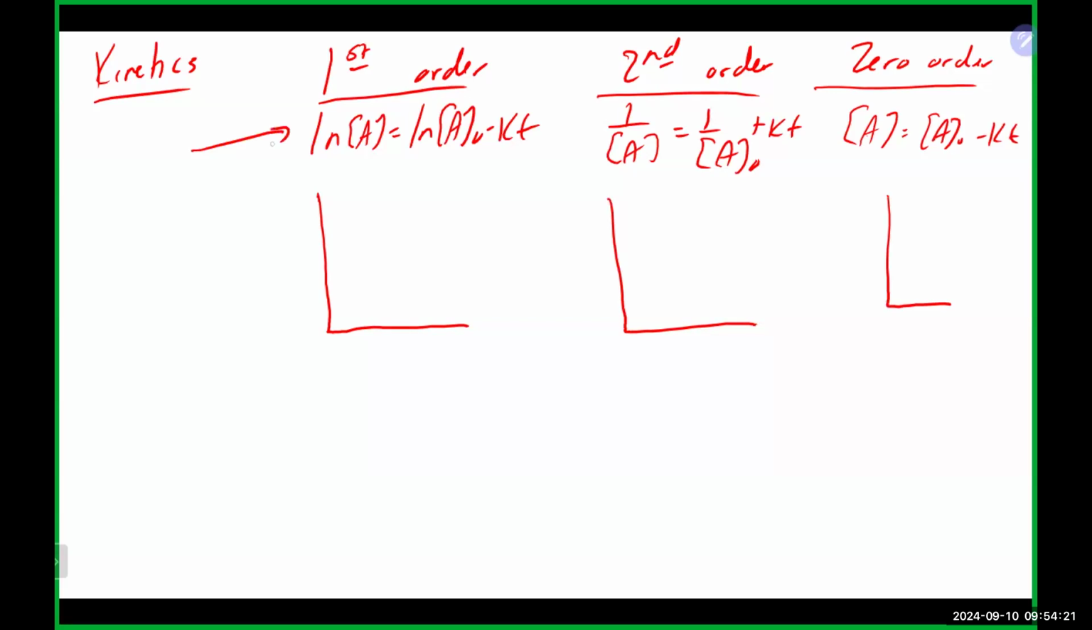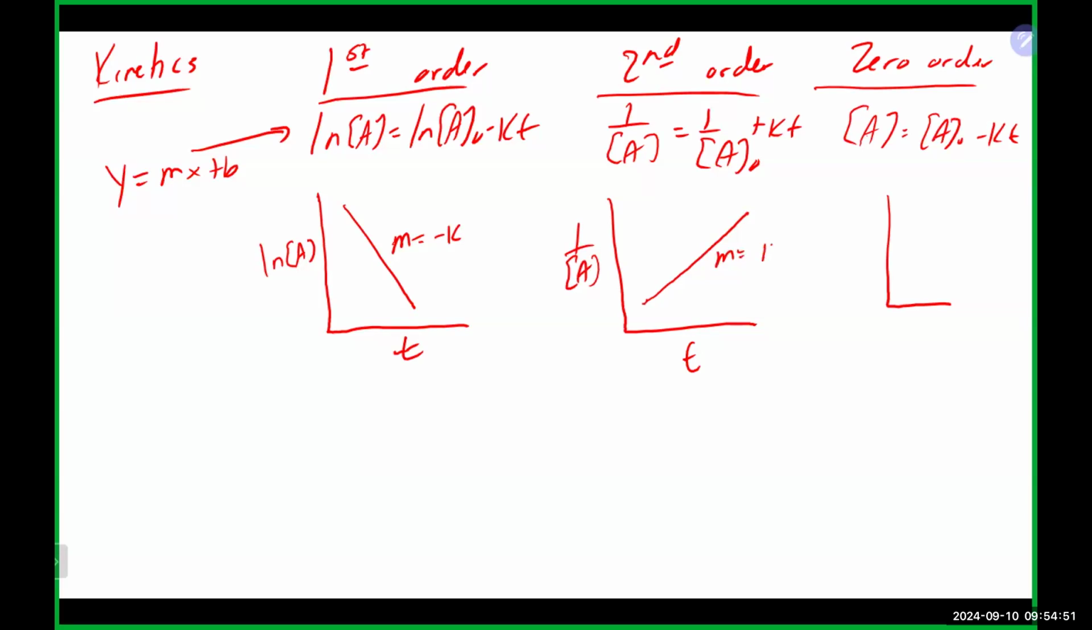Remember that each of these can be rewritten in the form of a straight line, which is a linear relationship. Typically, if you graph the natural log of A versus time, it will give you a straight line where the slope will equal minus k. If you take 1 over A versus time, it should also give you a linear relationship in the positive direction, where the slope will equal k. And lastly, if you take your concentration versus time, it will give you a linear relationship with a negative sloping line where the slope would equal minus k.